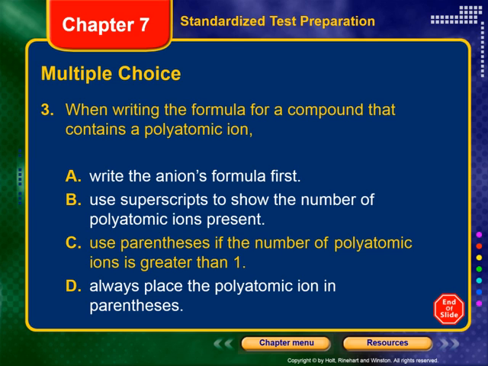We want to use parentheses if the number of polyatomic ions is greater than 1. So if you have 1 phosphate, you don't need to have parentheses. If you have 1 sulfite, you don't need to use parentheses. But if you have 2 nitrates, or like in one of the previous problems that we just looked at, if we have 3 ammoniums, we have to put parentheses around that so that the subscript of 3 indicates the entire unit.